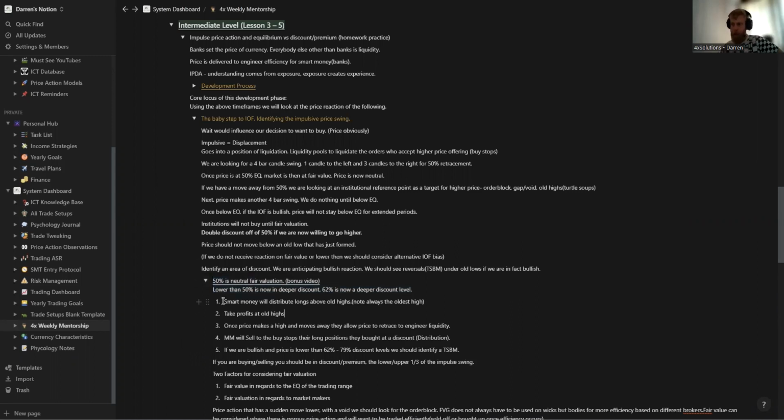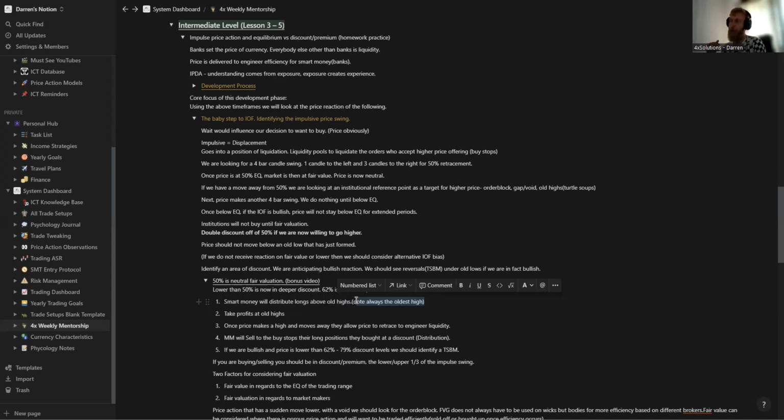So smart money will distribute longs above old highs. What does that mean? Well, that means that if they bought in a discount, they will take profits at those old highs. That's effectively what that means. And it's not always the oldest high. It could be any high where they start to exit those trades to those buy stops, because those buy stops are the buy side liquidity.